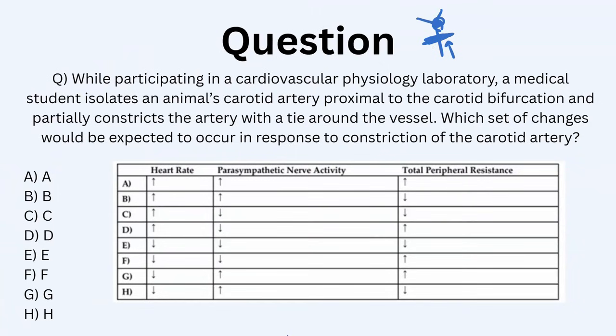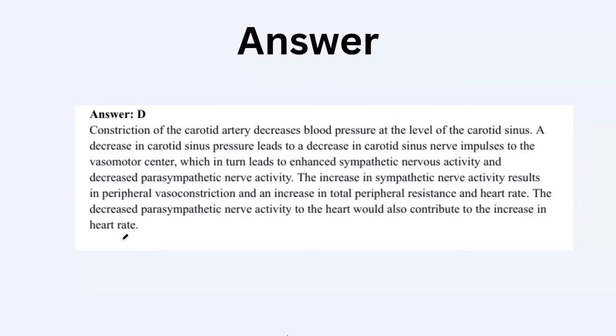Pause and answer. Okay? So if the baroreceptors are not activated, that means the BP is too low. If the BP is too low, the brain is going to sense the low BP. It's going to activate the sympathetics. So your heart rate will go up, parasympathetic nerve activity will go down, and total peripheral resistance will increase. So the answer is D.